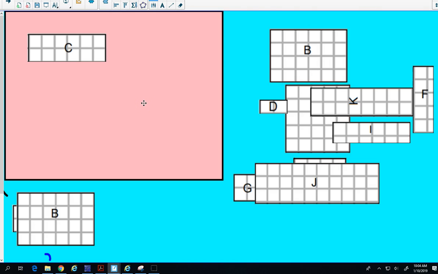So the side lengths of C are 2 and 6. So you're going to find the rectangle whose side lengths are proportional to 2 and 6. So you're looking for the one that's proportional to 2 and 6. And you can use your calculator to check.